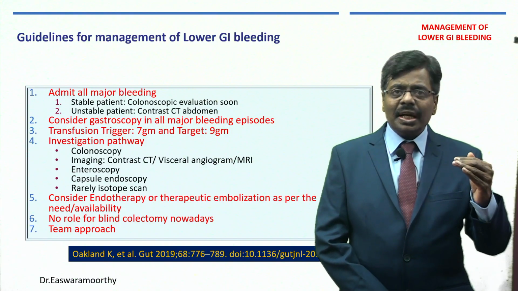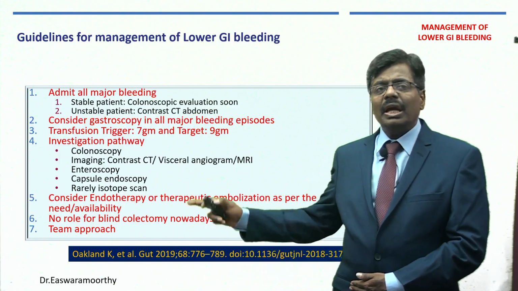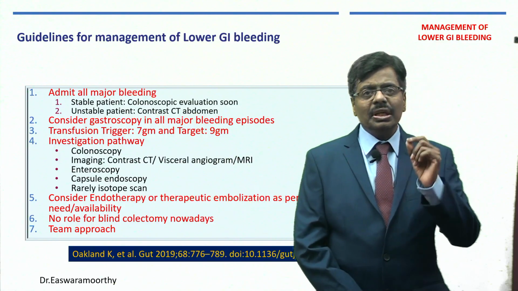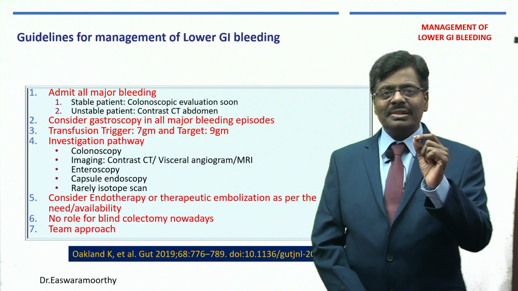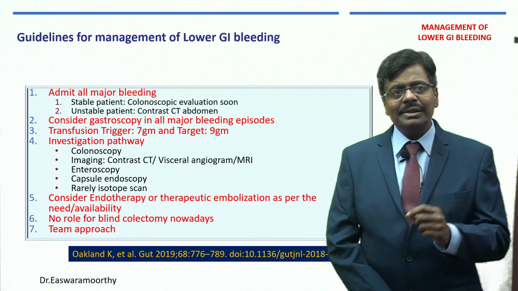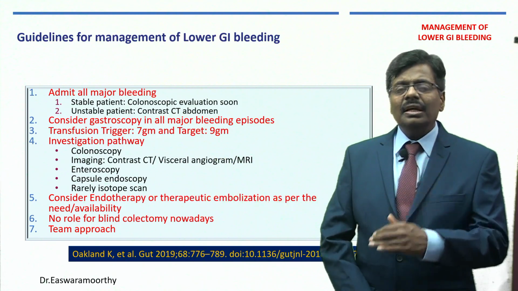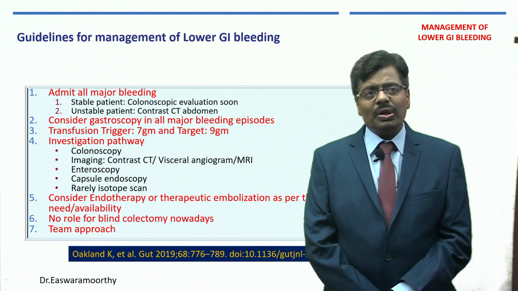The next thing is transfusion. How much and when to give a transfusion? We normally have a transfusion trigger: if anybody has a hemoglobin less than 7, start thinking about transfusing whole blood or packed cells. If they reach about 9 grams, that is the ceiling target you want to achieve.